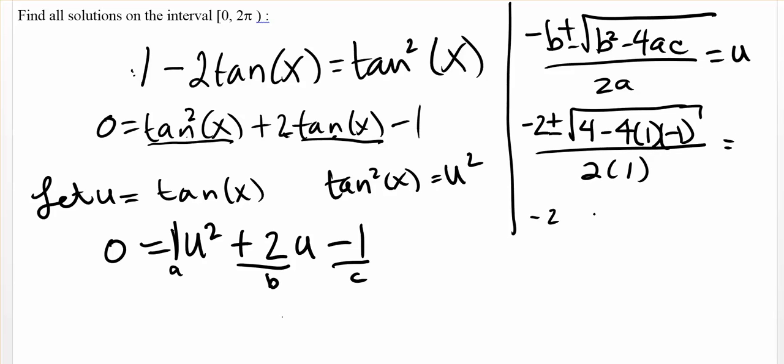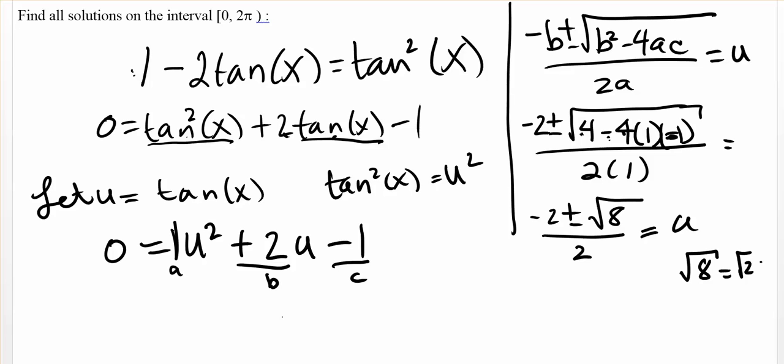So I get negative 2 plus or minus, so this is 4 times negative 1, so this is 4 minus a negative 4, which is 8, all over 2. So that's what our u is equal to. So we can do a little bit of simplifying here. The square root of 8 can be written as the square root of 2 times the square root of 4. And the square root of 4 is 2, so we can write this as 2 square root 2, or 2 times the square root of 2.